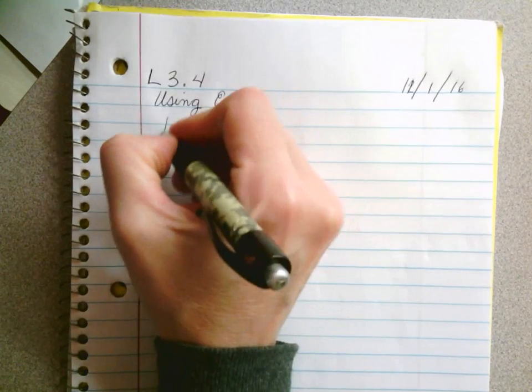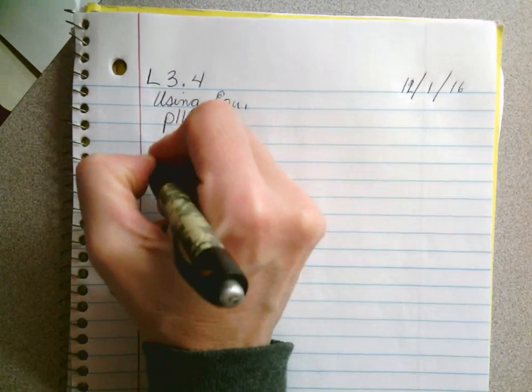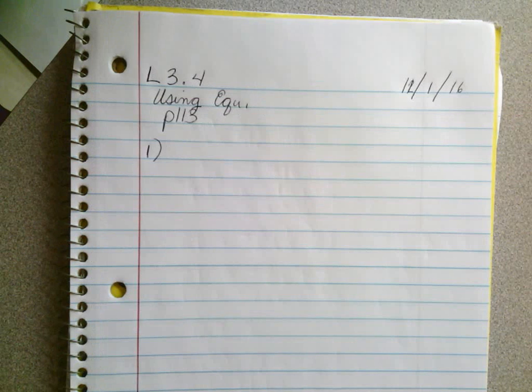Page 113, okay? We're going to work those odds, starting with number 1. Take a look at it. It says the sum of 38 and twice a number is 124.